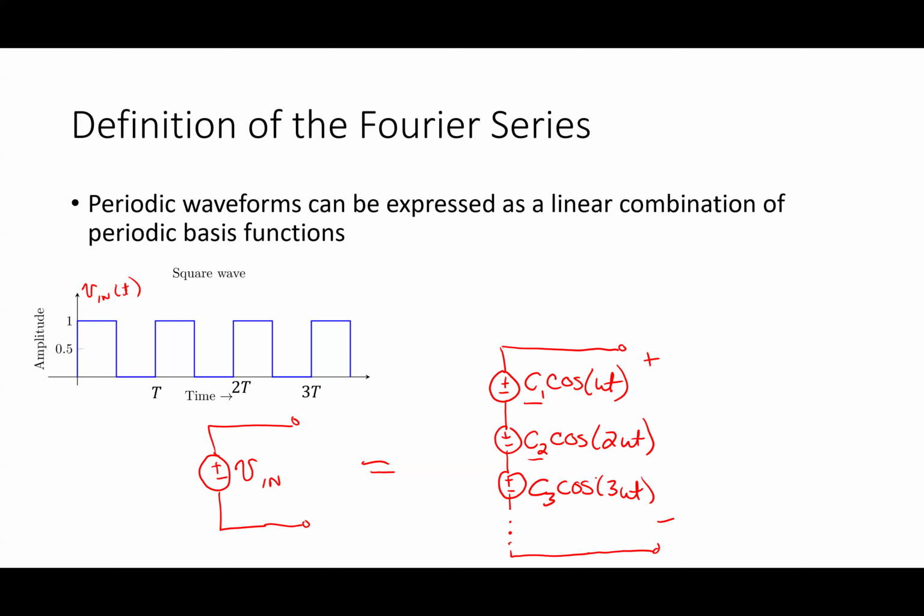But notice what I'm doing. I'm not doing it arbitrarily. I'm saying some amount of cosine omega t, some amount of cosine 2 omega t, 3 omega t, 4 omega t, 5 omega t. I didn't say cosine 1.5 omega t, right? I'm basically choosing integer multiples of some base frequency that we call a quote unquote fundamental frequency.